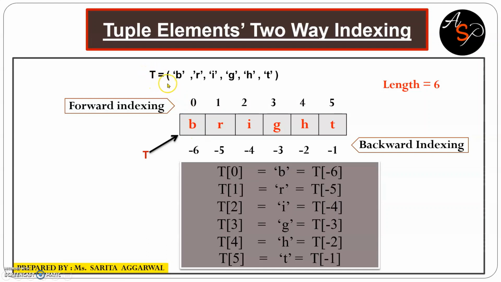here T is a tuple having some elements, B R I G S T, 6 characters are there. Now to access these 6 characters of a tuple T, we can use forward indexing as well as backward indexing. Forward indexing starts from 0 and goes up to length -1. What is the length of this tuple? 6. Length means the number of elements present in the tuple. So the length is 6.